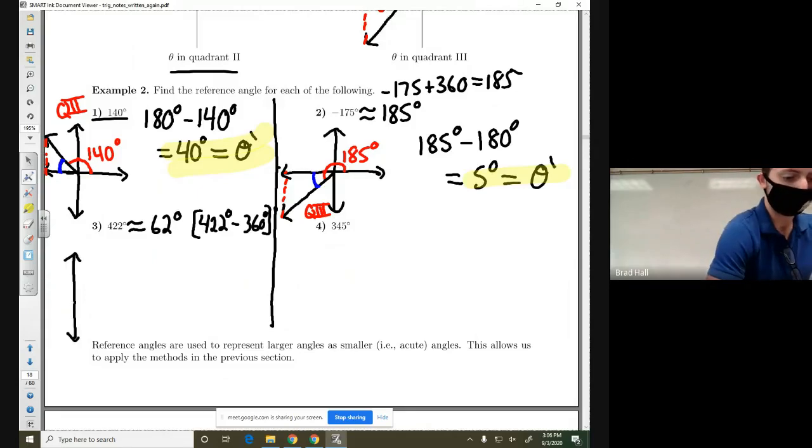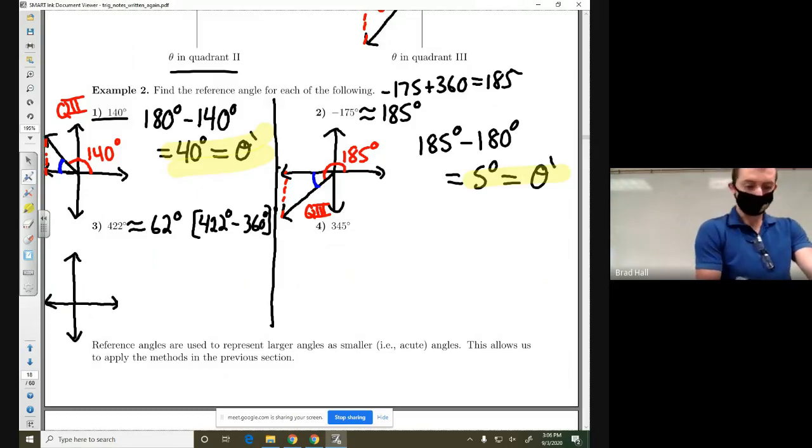So now we ask ourselves, where does that angle lie? Where does 62 degrees lie? Well, look at that. It ends up in quadrant 1.